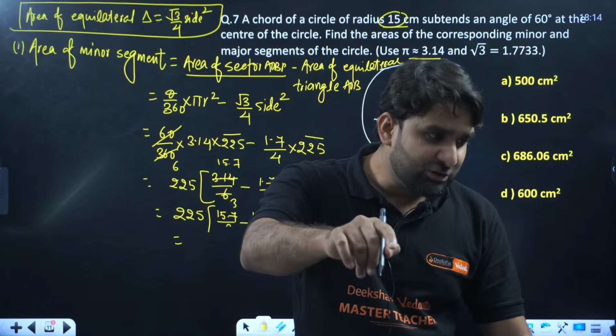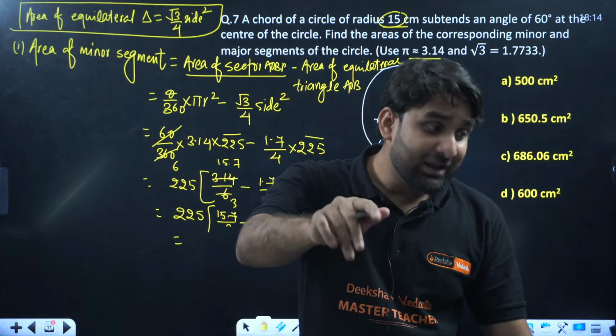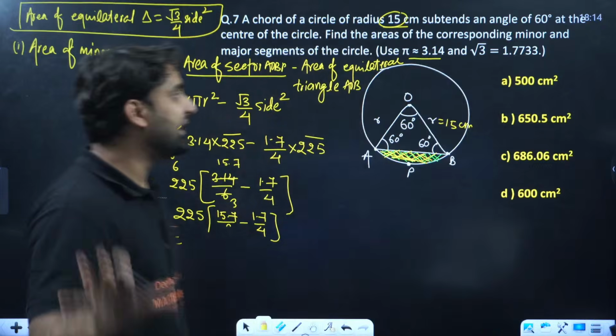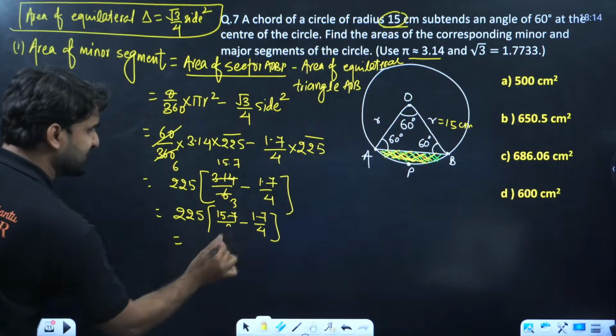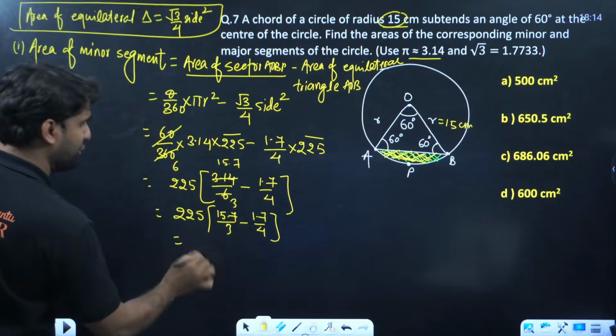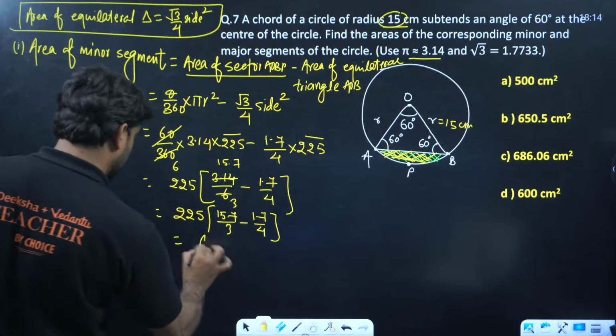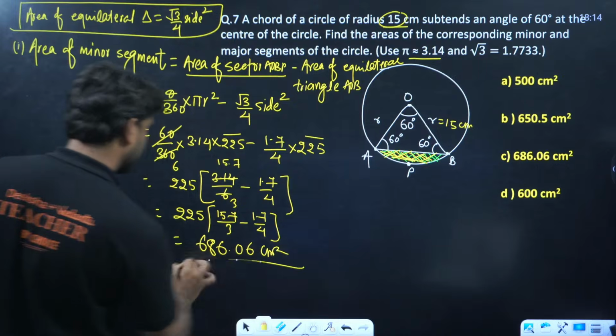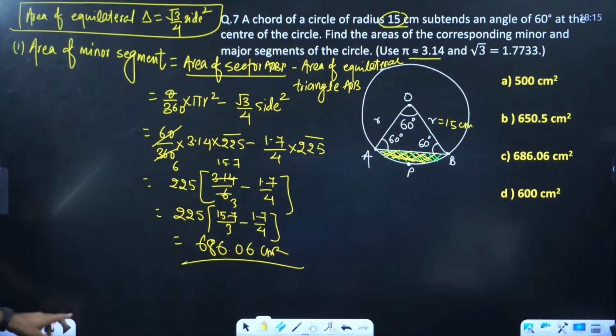So basically in this question we have to calculate area of major and minor segment. Please let me know everything is clear. Do this calculation, guys. You can do this calculation. When you do calculation, the answer will come up 686.06 centimeter. I don't have time because I need to do a lot of questions, so you guys can verify.